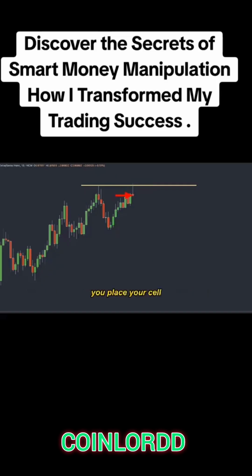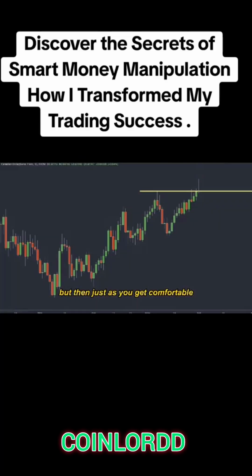You place your sell entry at the close of the bearish pin bar, set your stop loss just above the resistance level, and target the next support level below. It looks like a textbook trade. But then, just as you get comfortable, the market suddenly spikes up, hits your stop loss, and then quickly reverses downwards to where you expected it to go in the first place.